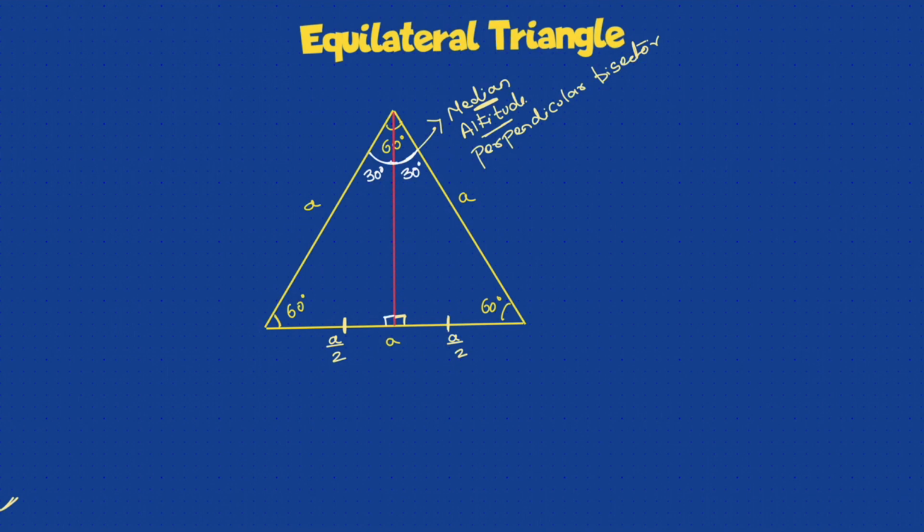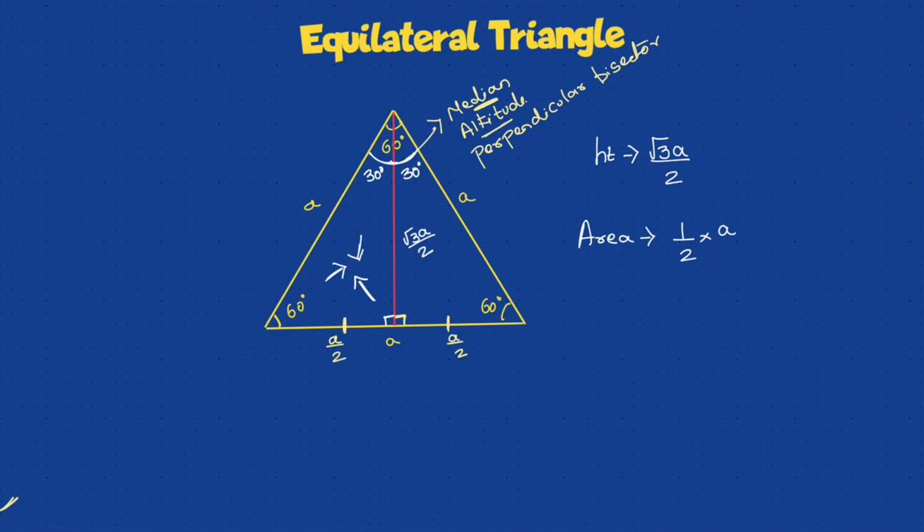If I am drawing a perpendicular, I can say it is forming what now? 30, 60, 90. So the side opposite to the right angle, the hypotenuse, is A. The side opposite to 30, I know, is A by 2. What will be the side opposite to 60? Root 3 multiplied by the side opposite to 30, root 3 A by 2. So the first thing to derive is that the height of an equilateral triangle is root 3 A by 2.